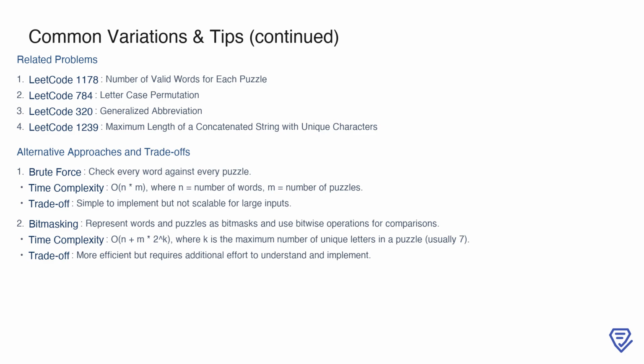Bit masking, on the other hand, is a far more efficient alternative. By representing words and puzzles as bit masks, you can use bitwise operations to perform quick comparisons. This approach reduces time complexity to O(N + M * 2^k), where k is the maximum number of unique letters in a puzzle, typically 7. However, bit masking does require a deeper understanding to implement correctly, making it slightly more challenging than brute force.